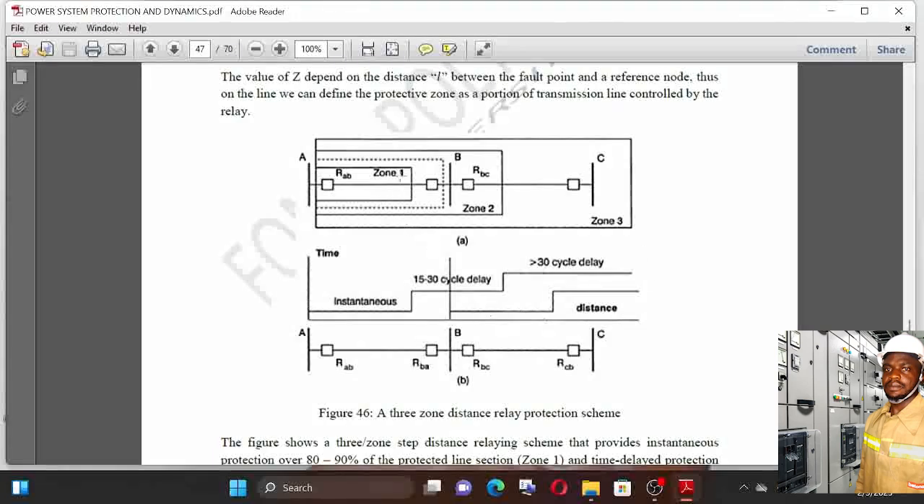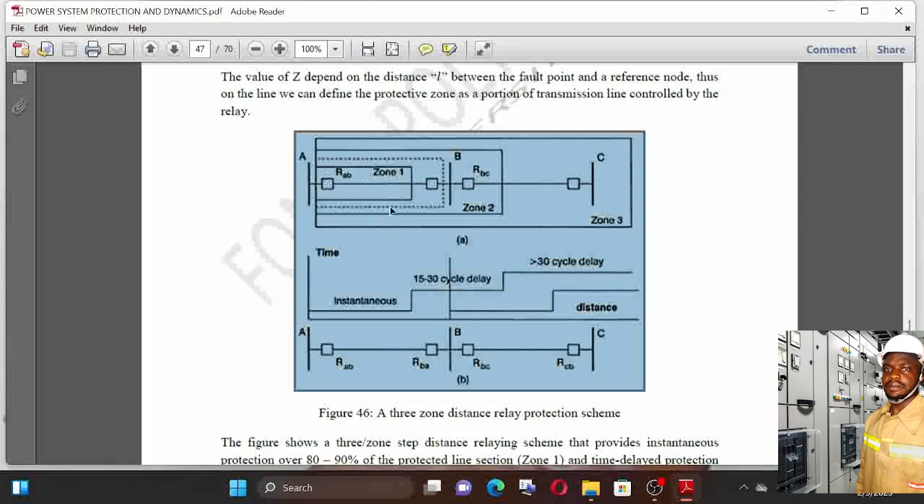For zone 1, the operation should be instantaneous if we have a fault within zone 1. This has to do with time coordination. Zone 2 reacts with the instantaneous time at which zone 1 is supposed to act, plus the coordination time. Same thing with zone 3: the time of zone 2 plus the coordination time.